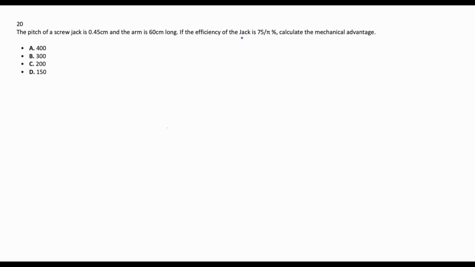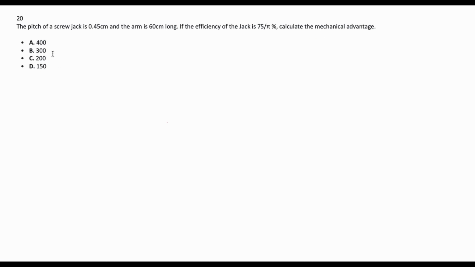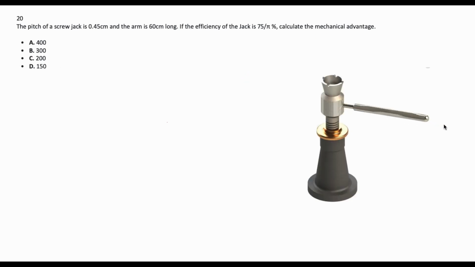If the efficiency of the jack is 75 divided by pi %, calculate the mechanical advantage. Now a screw jack looks something like this. It is operated by turning this handle over a complete circle. And when that happens, the jack itself rises up and is used in lifting heavy objects.